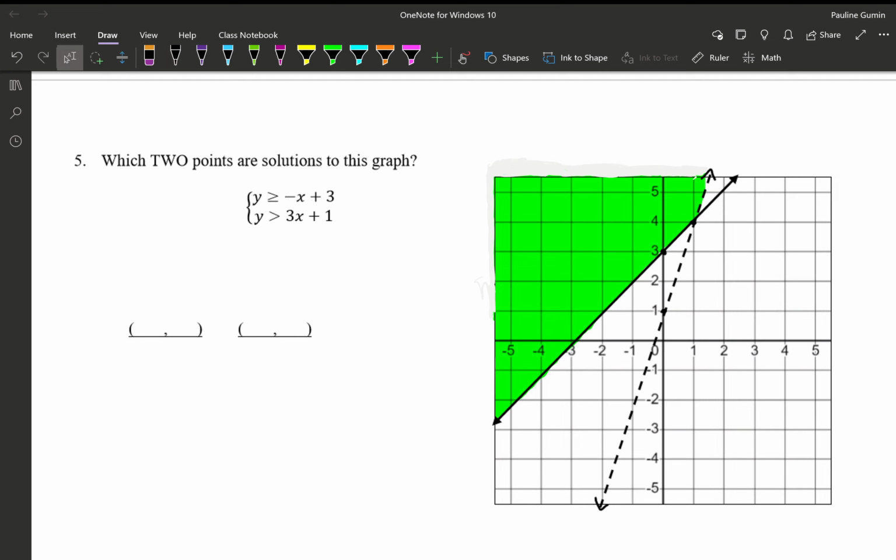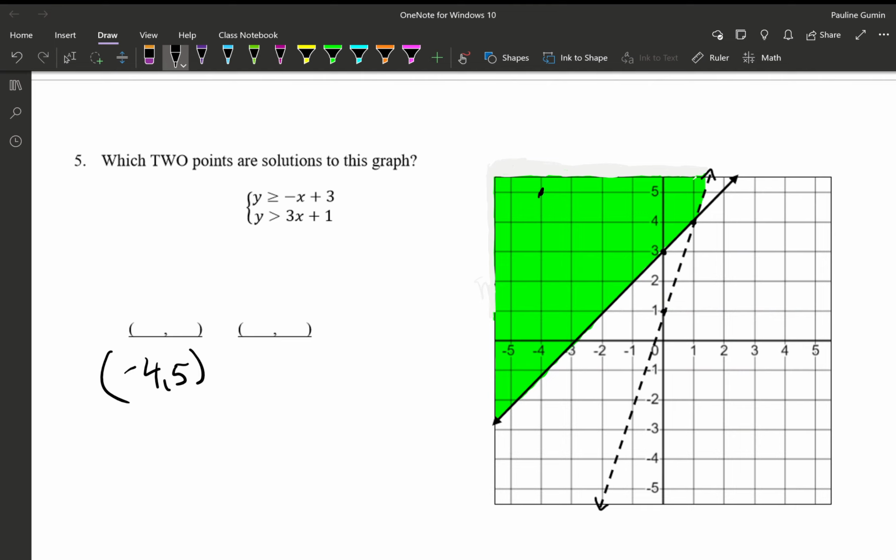Number 5, which 2 points are solutions to this graph? Okay, so there are many points to choose from. So as long as you're choosing from the shaded area, that works. So it could be, let's say, this point right here. What's that? Negative 4, 5.